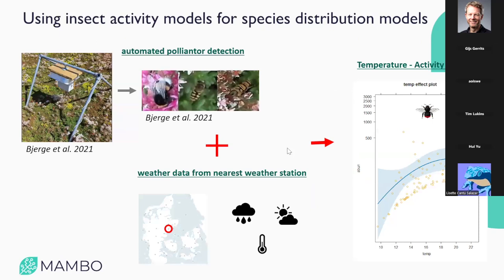To test this approach, we got a cool data set from a project by Kim Jäger et al., in which camera systems have been set up on a green roof. This resulted in occurrence data from 9 different flower-visiting insect species. And what we did is we combined this occurrence data with weather data from a nearby weather station to create temperature activity models, which basically predicted at which temperature a species is most likely to be active.